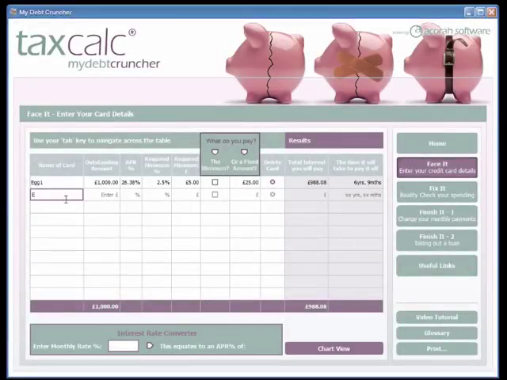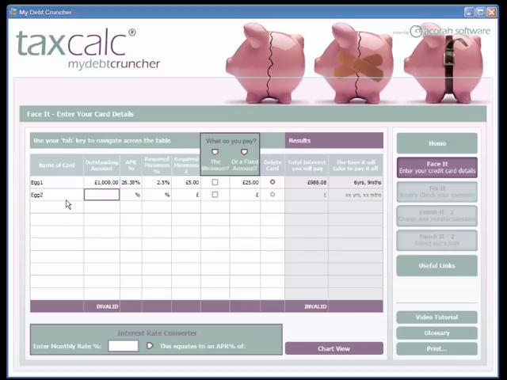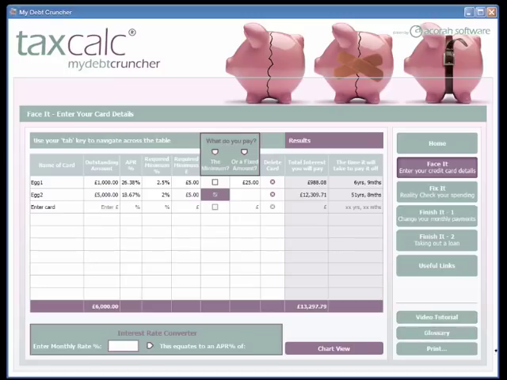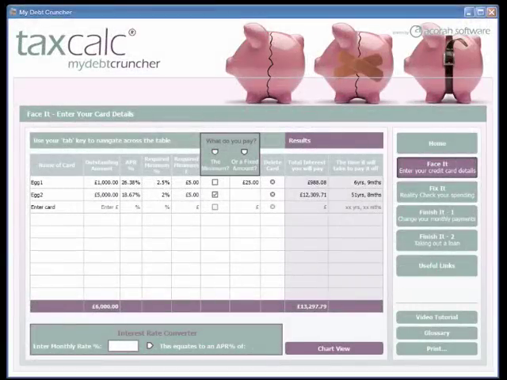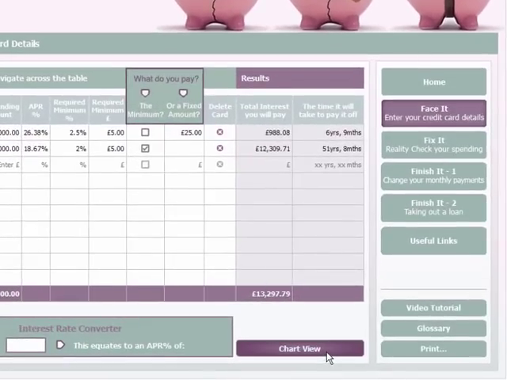By now, you'll have a good idea of just how much your cards are going to cost you. This doesn't account, however, for any additional expenditure, balance transfers, or cash withdrawals that you continue to make. If you still intend to use your cards, then we strongly suggest you repeat this exercise monthly to keep focused and continue chipping away at your debt. If you want to see a chart of the data you've entered, click on the Chart View button here.